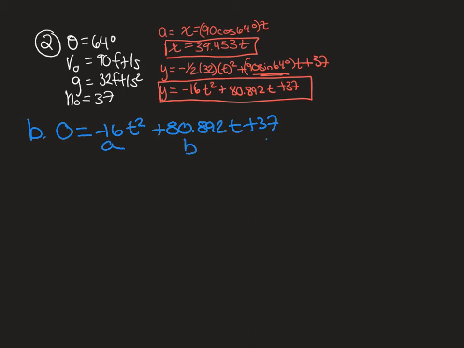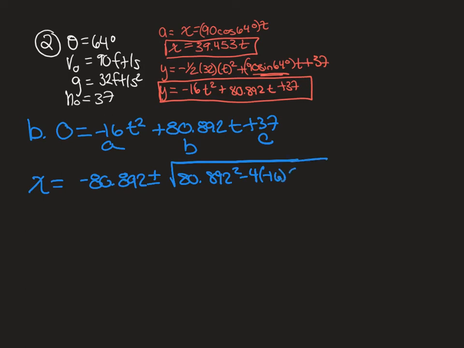So here's my A, my B, and my C. So x equals the opposite of B plus or minus the square root of B squared minus 4 times A times C, all divided by 2A. I'm going to type this in my calculator, like just one big equation. So I typed control divide, so I have a fraction. Negative 80.892. I'm going to do the plus version first. One of these should be very close to 0. So plus square root 80.892 squared minus 4 times negative 16 times 37 all over negative 32. Well, this is the one that's really close to 0.